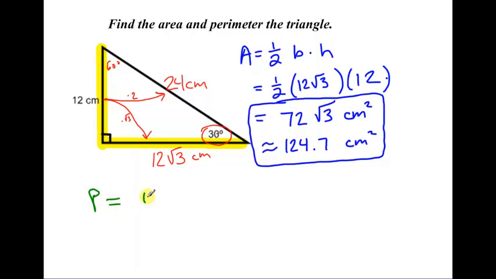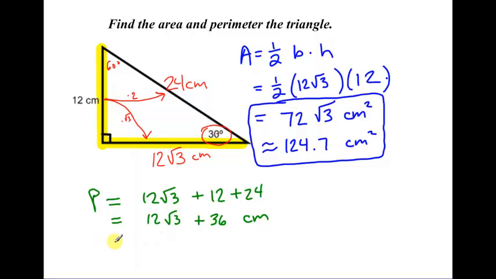Starting with the bottom, I've got 12 radical 3, and then working my way around, I'm going to add the 12 and the 24 for all 3 sides together. And just like we saw in the last lesson, you cannot add that radical to these others without first going into decimal. So let me just take the 12 and 24 and combine those into a 36 and bring down the 12 radical 3. And this would be in centimeters.